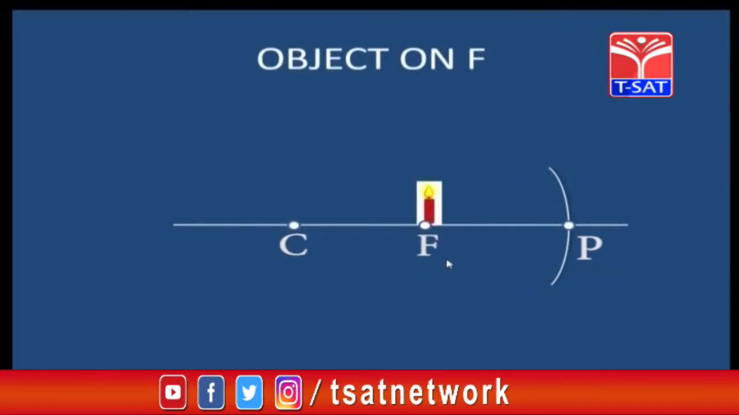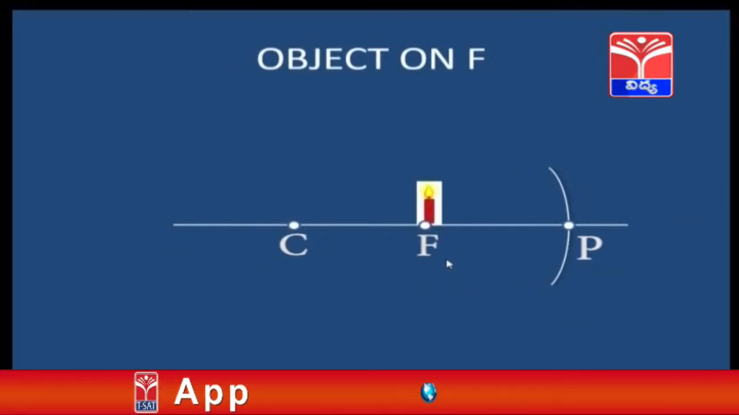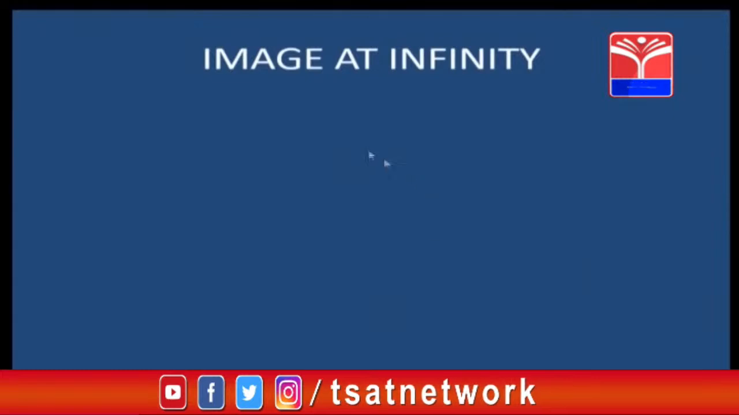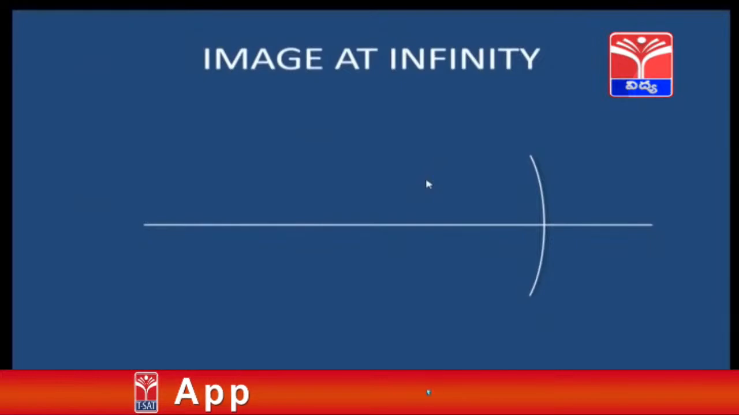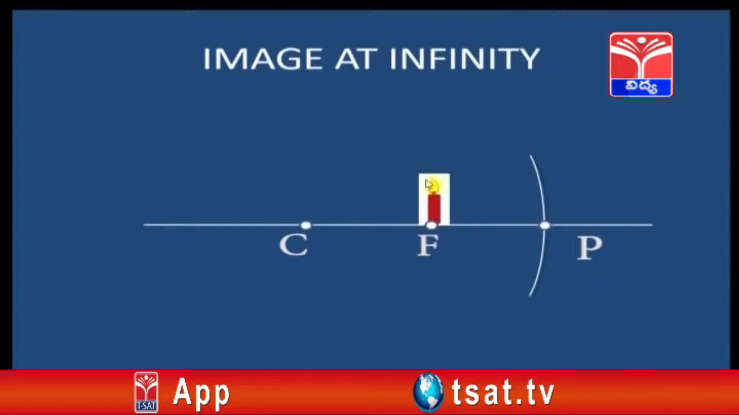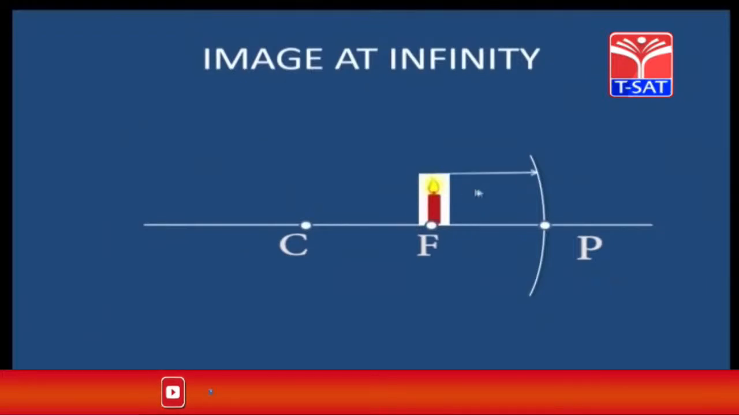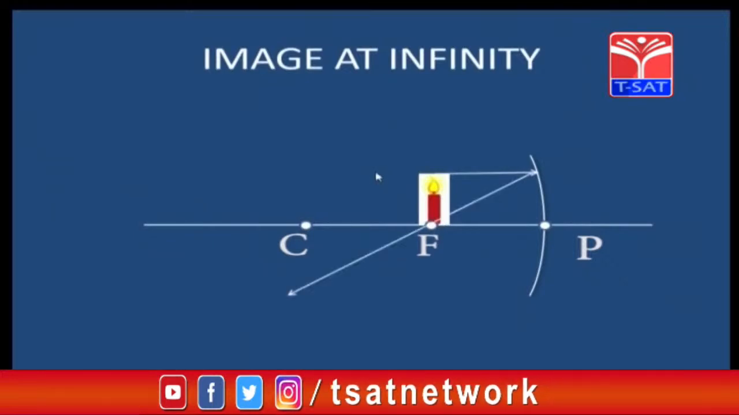Now, let us shift the object to the focus point. If the object is kept on the focus, the image is at infinity. Let us see how we are getting the image. The pole, focus, center of curvature, image on F. The ray parallel to the principal axis passes through the focus after reflection.